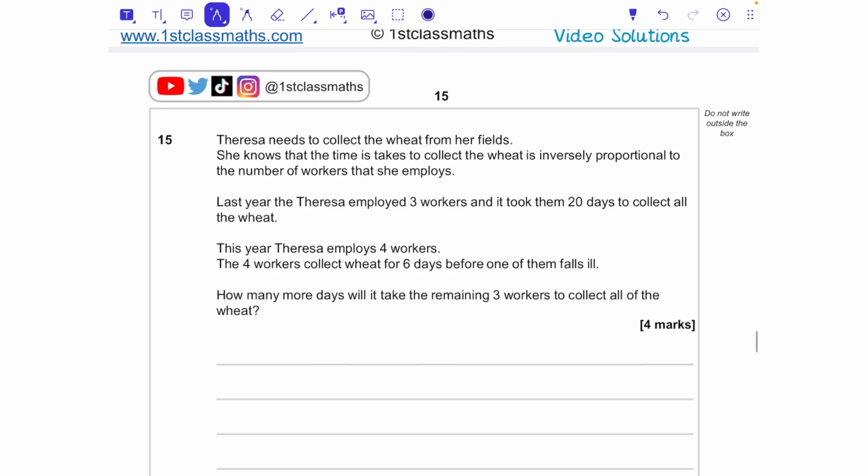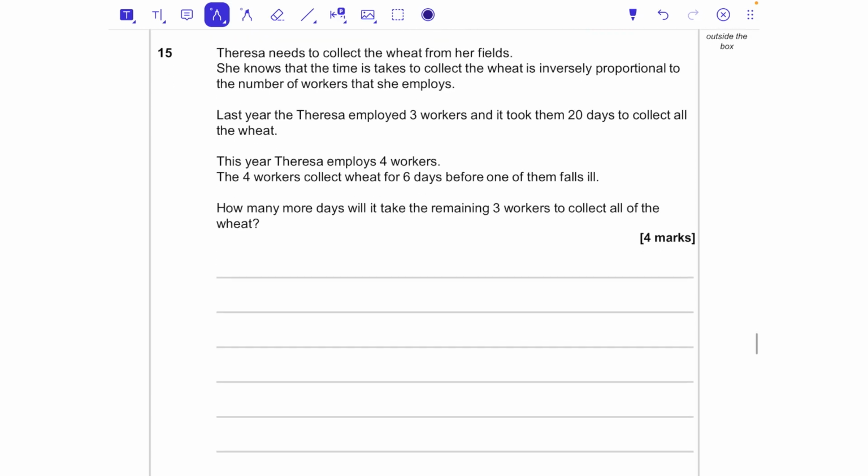Question number 15. Teresa needs to collect wheat from her fields. She knows that the time it takes to collect the wheat is inversely proportional to the number of workers that she employs. Last year, Teresa employed 3 workers and it took them 20 days to collect all the wheat. This year, Teresa employs 4 workers and the 4 workers collect wheat for 6 days before one of them falls ill. How many more days will it take the remaining 3 workers?